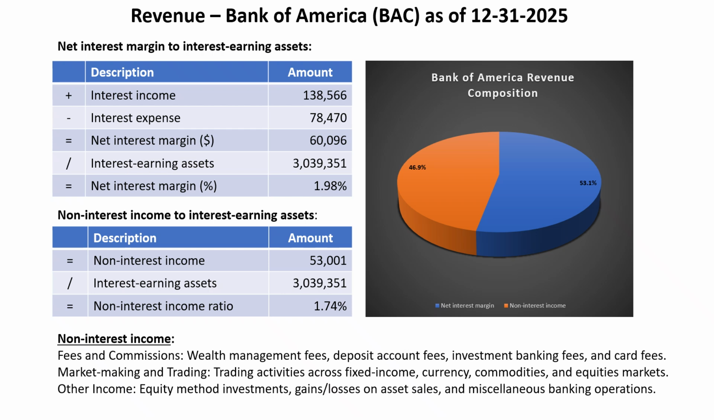So that's all non-interest income. And if we take a look at that second table, we can see that Bank of America's non-interest income was 53,001. If we divide that by earning assets again, that gives us a ratio of about 1.74%. So if we take a look at the pie chart to the right, about half of their revenues comes from the spread business, and the other half comes from the fee business.